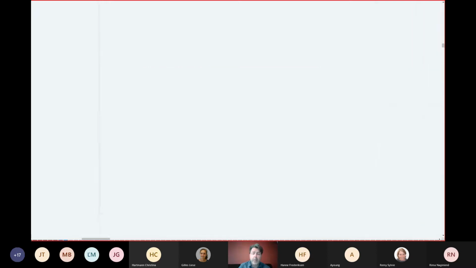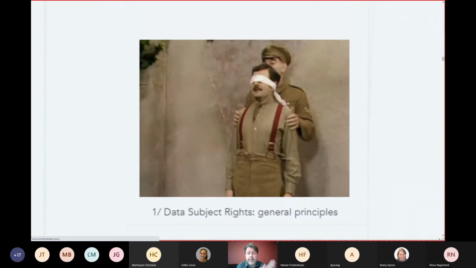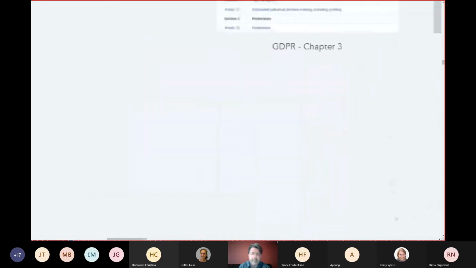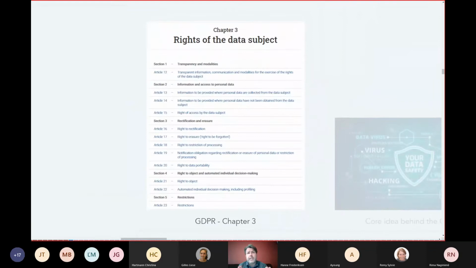So let us start with the data subject rights as a whole and the general principles about the data subject rights. The data subject rights are fairly well described in the GDPR. And if you're interested, I recommend digging into chapter 3. They're all bundled in one chapter in the GDPR, as you can see here.